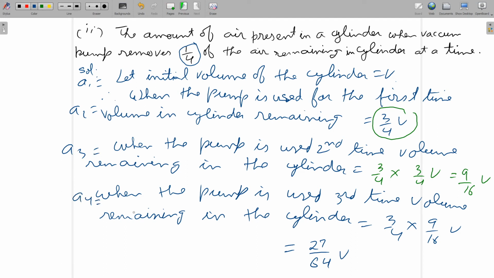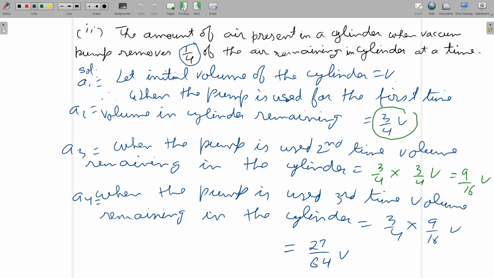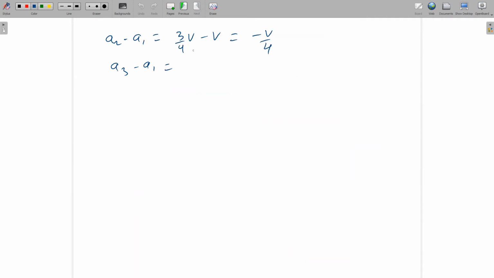So now let us find the difference of all these. So A2 minus A1 is equal to 3 by 4V minus V. So this will be minus V by 4. Next, let us find the difference of A3 minus A2. So what was our A3? We can go back and see what our A3 is. A3 is 9 by 16V. So 9 by 16V will go in that one.